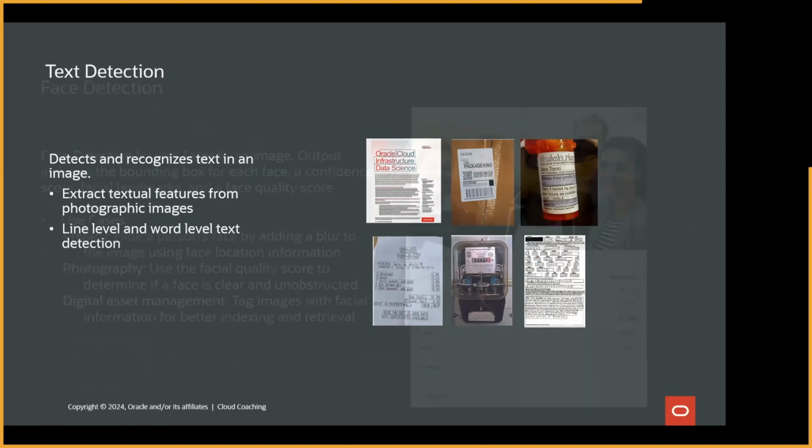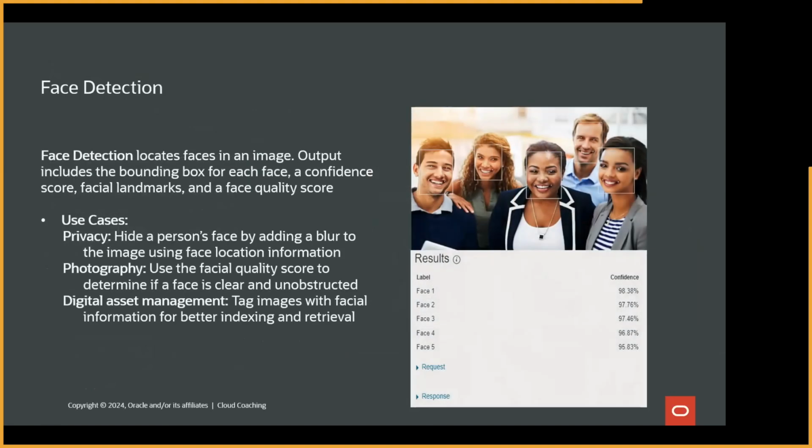Okay, say text inside an image. And there is face detection. Face detection locates faces in the image, and it outputs the bounding boxes. You can see the bounding boxes will tell you the faces in the image. The use case is basically to hide a person's face by adding a blur to the image. If you don't want to show a person's image, you can hide it. Photography and digital asset management are the main use cases for face detection.